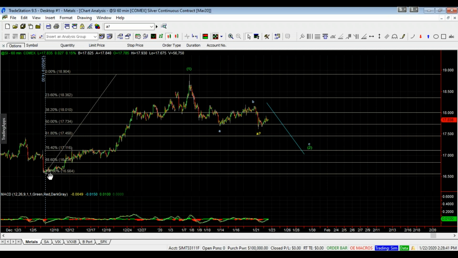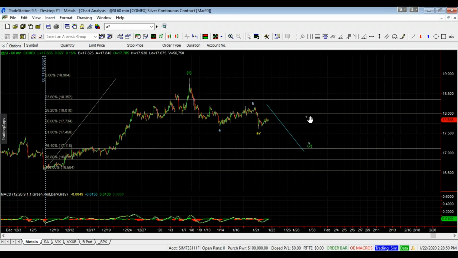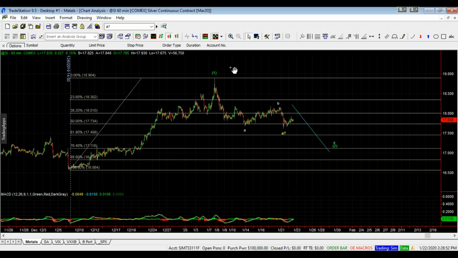So again, when we're looking at our smaller time frame charts, we're really looking at a very small portion of our bigger picture. So we always need to see what our bigger picture view is on these charts. All right. Okay, GDX.